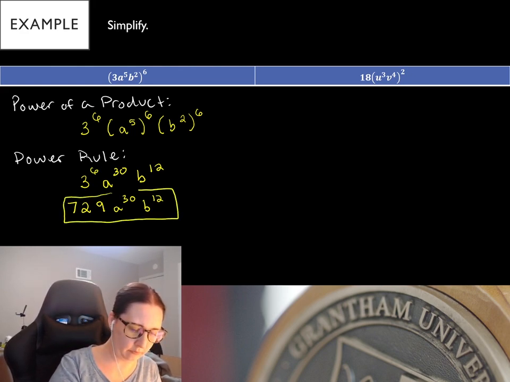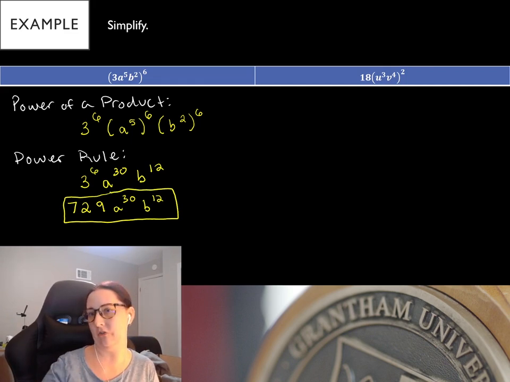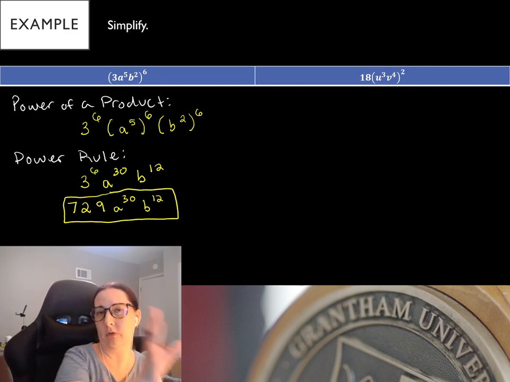So basically what we're doing here is we're just adding one additional step so that you can see we use the power of a product rule and then the power rule.